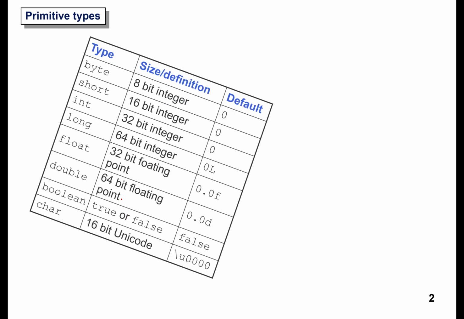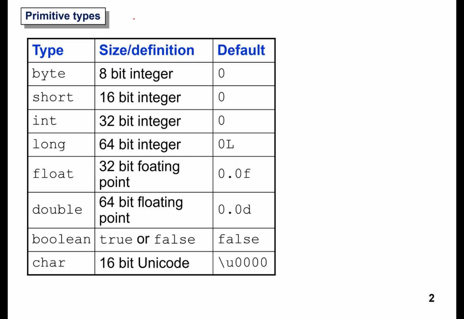So let's start with the primitive types. These are the primitive types within the Java programming language. They are the basic types built into the Java compiler. They are part of the language, and there are 8 of them. These are byte, short, integer, long, float, double, boolean, and char.